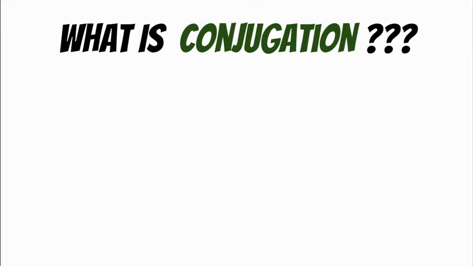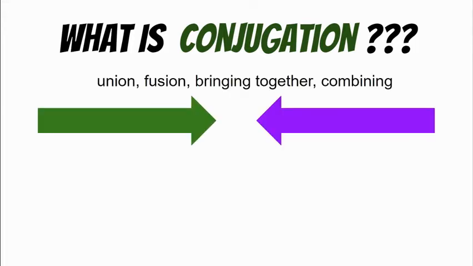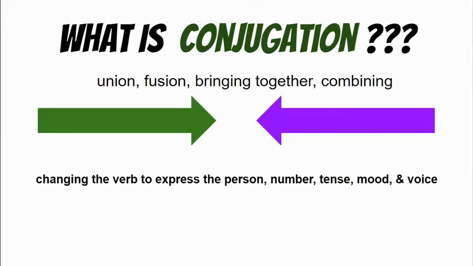Okay, next, what is conjugation? The word conjugation means union, fusion, bringing together, or combining. And we'll see in a little while why with verbs we call it conjugation, because we're going to be bringing together, uniting, combining the stem and the ending. But with verbs, with grammar, conjugation means changing the verb to express the person, number, tense, mood, and voice.